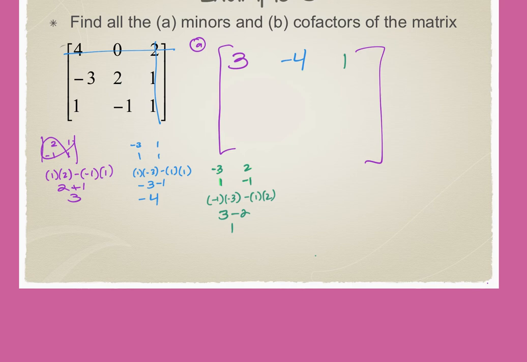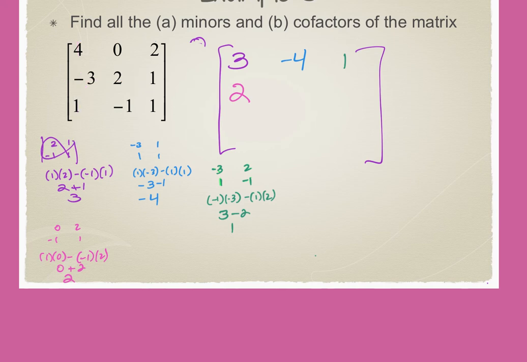Okay, now I'm going to where the -3 is. This is so much easier to do in Notability. Okay, -3, cross through the row and the column, and I have left 0, 2, -1, 1. So 1 times 0 minus -1 times 2, 0 minus a -2 becomes +2, and that's 2.